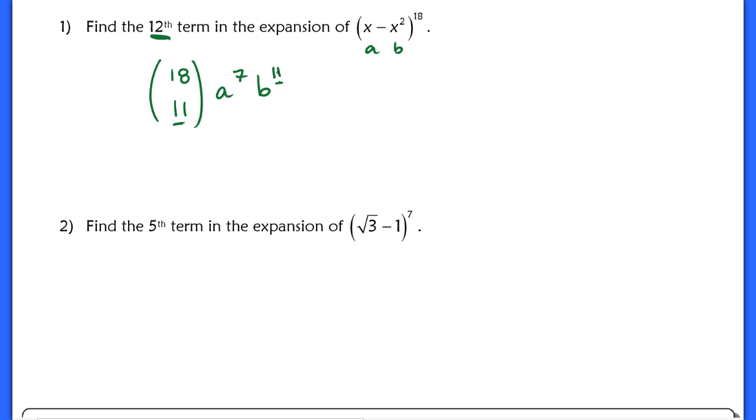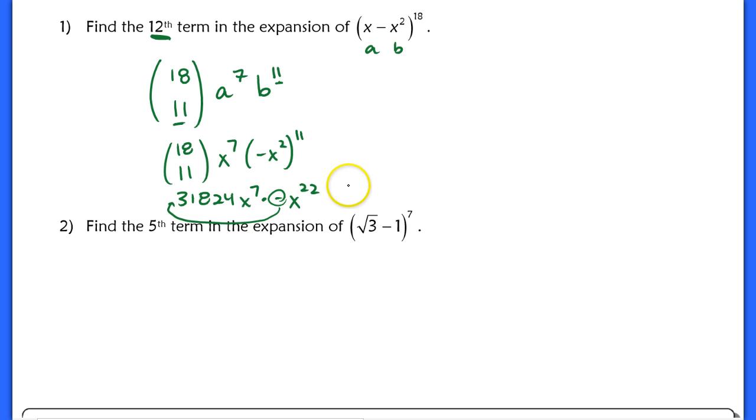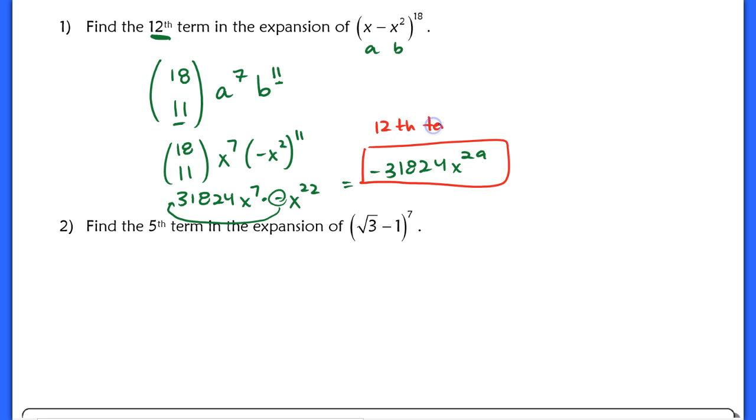So I'm not even needing to use the formula at all. Now, let's substitute in our a and b terms here. So I have 18 choose 11, x to the 7th, and then negative x squared is my b term to the 11th power. So let's simplify this. I can use my calculator here to calculate 18 choose 11. So I get 31,824, then x to the 7th times a negative x to the 22nd power. Since this is negative, it's going to affect the overall coefficient. This term is negative 31,824 x to the 29th power. So pretty easily I just found what that 12th term is.